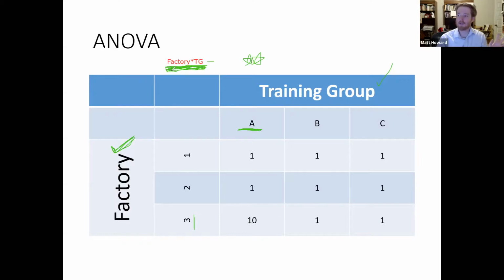The reason why is because if both your direct effects, the effect of training group and the effect of factory, are significant, but your interaction is also significant, the only reason why these were significant was likely due to your interaction.